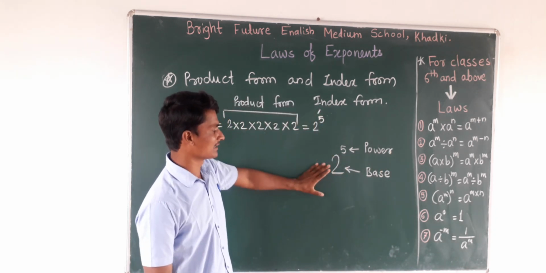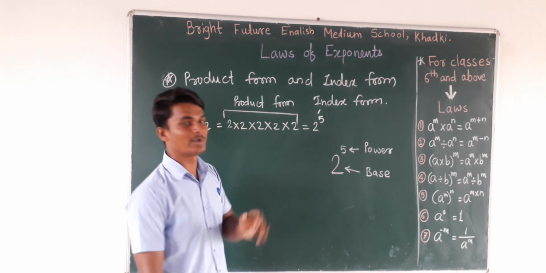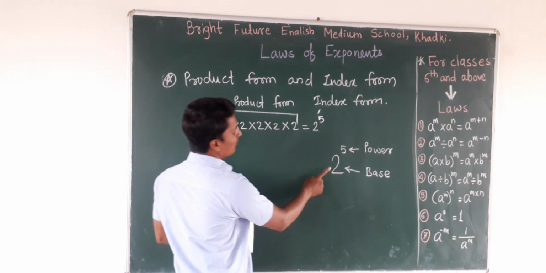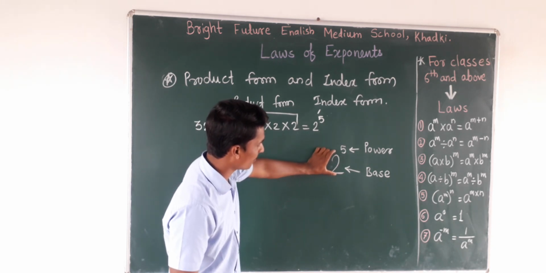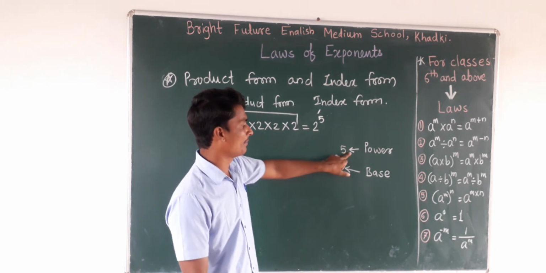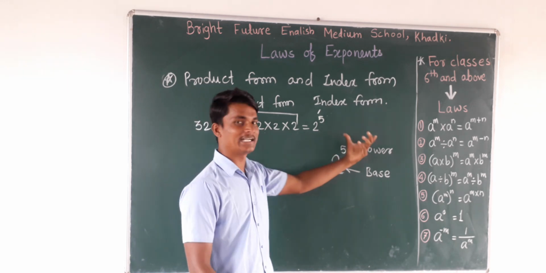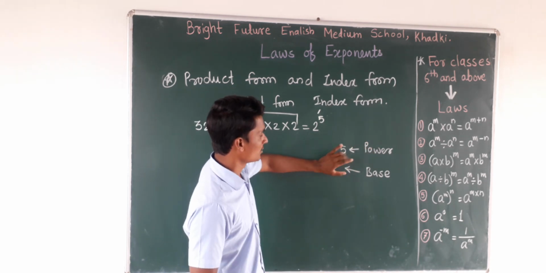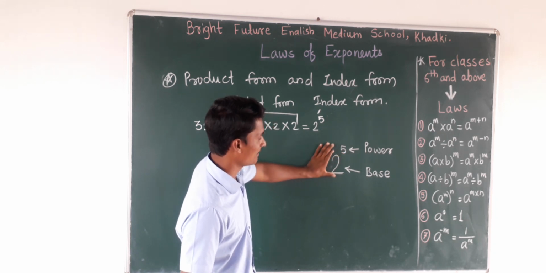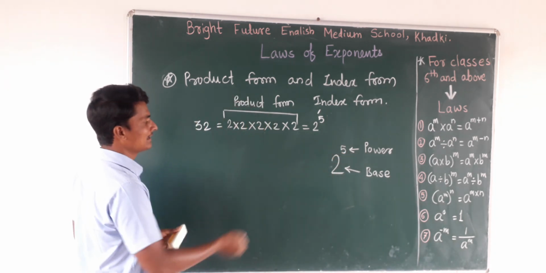When you are writing this index form, one thing you should keep in mind is that whenever you are writing the base, the size of the base should be greater than the power. It should not be that the power is greater, that means in size, not in number. Power should be small in size and base should be bigger in size.